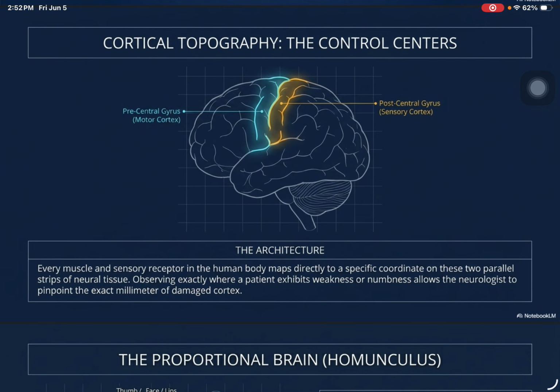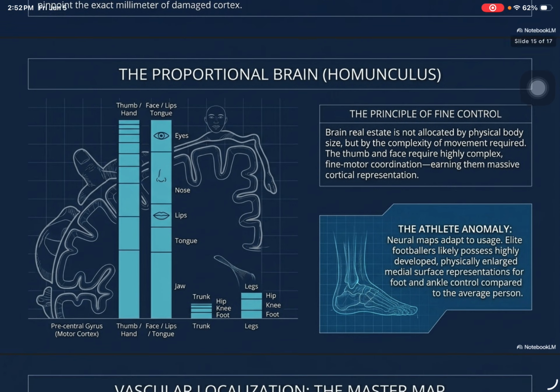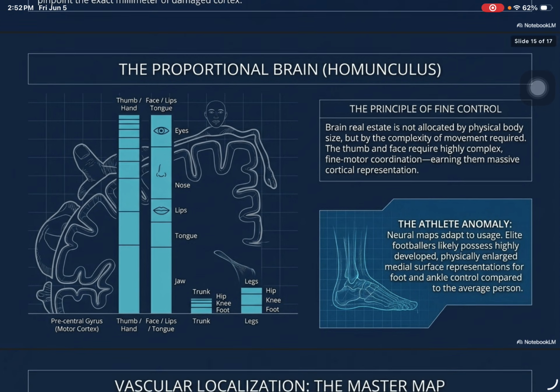We can see two pictures, the precentral gyrus and postcentral gyrus. The precentral gyrus is called the motor cortex, responsible for motor activity in the body. It's also called the primary motor area. And the postcentral gyrus is called the sensory cortex, the primary sensory area. This is called the motor homunculus.